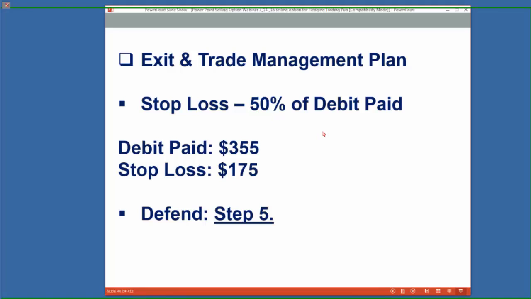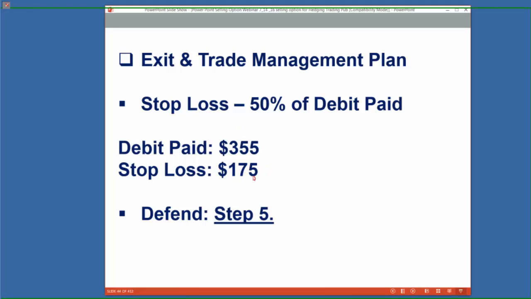So a real simple stop loss rule is, you can use 50% of your debit paid, or if it's a credit spread, 50% if it goes against you. So in this case, 355 was the debit. So let's say it goes down to 170, 175. That would be my stop. So, basically risking 175 to make the maximum width of that spread.